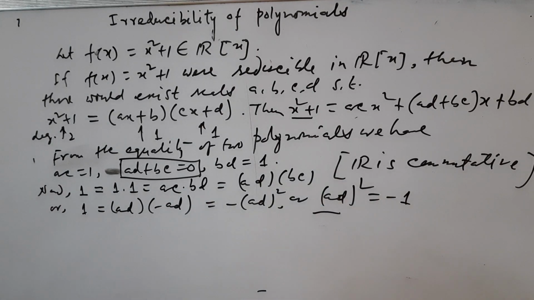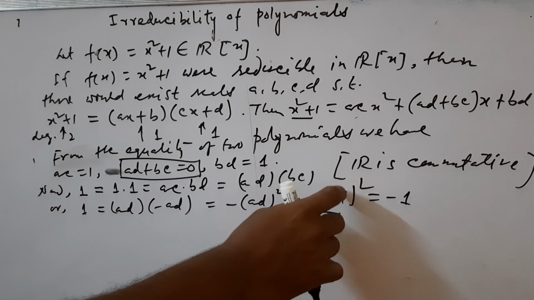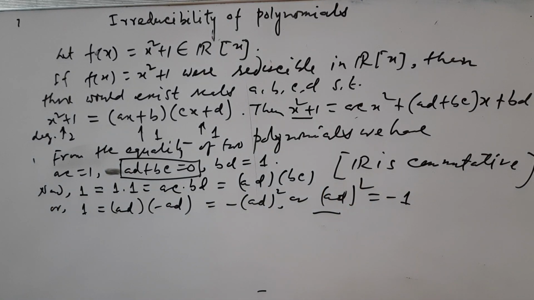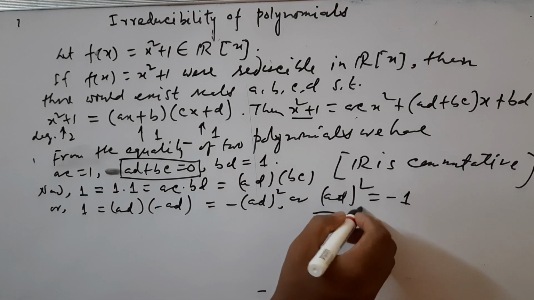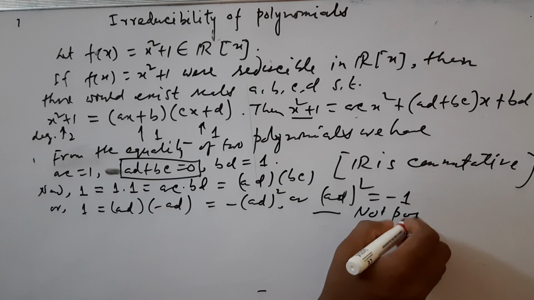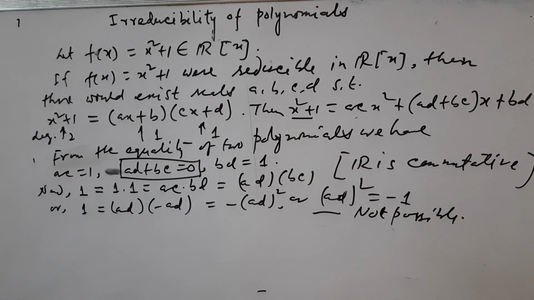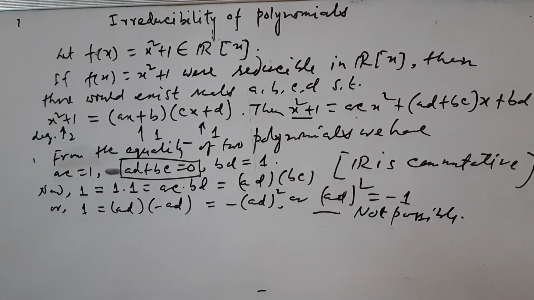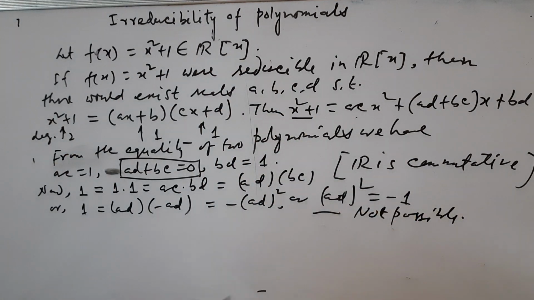This is not possible in R, because the left hand side is 0 or positive, but the right hand side is minus 1. This is not possible. So our claim was right, that f(x), the polynomial x square plus 1, is irreducible in R[x].